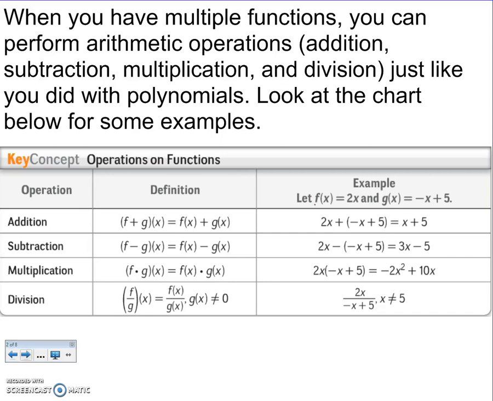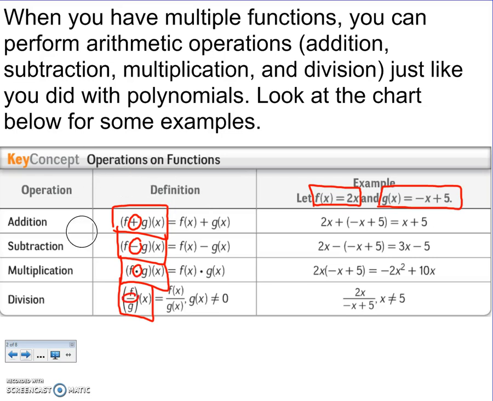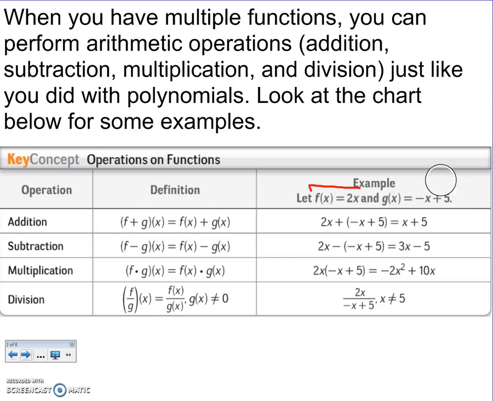They give us two functions, f of x equals this, g of x equals this. They show us how to do addition, subtraction, multiplication, and division. Notice there are signs: an addition sign, a subtraction sign, a multiplication sign, the dot, and the division symbol of a fraction. When you see that, the outside x goes to both of them. So f plus g of x becomes f of x on its own plus g of x on its own, and then you either add, subtract, multiply, or divide. I'll do some problems on the next slide.